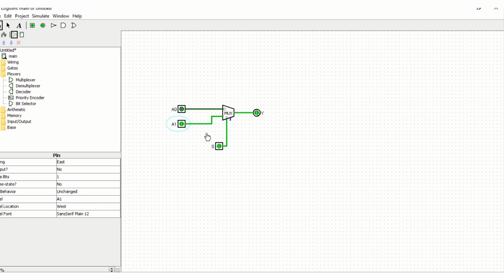Now I am going to change S equal 0. My output also y equal A0. I am going to change S equal 1. My output y equal A1.